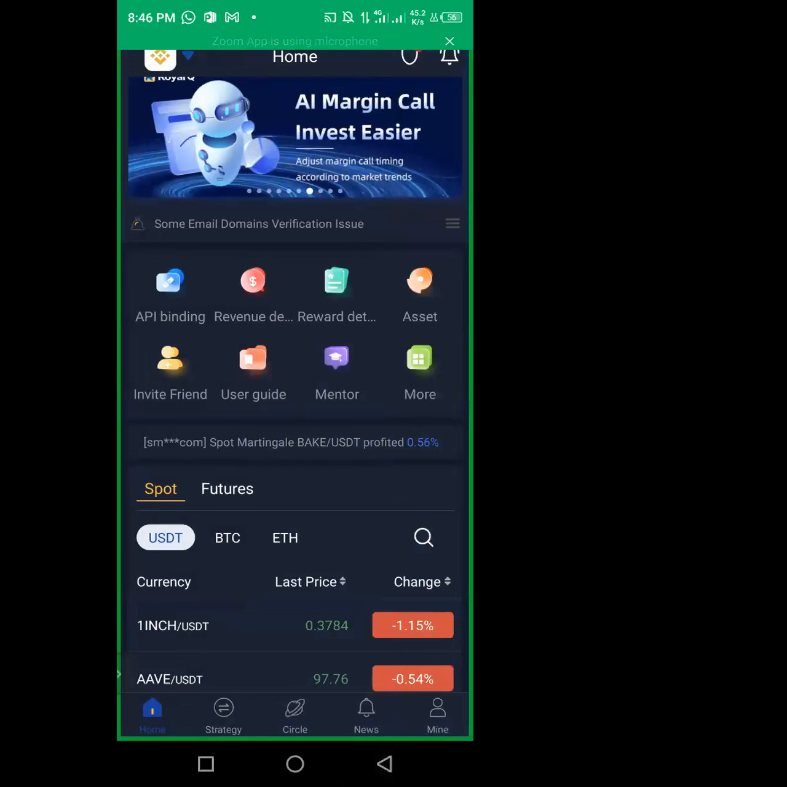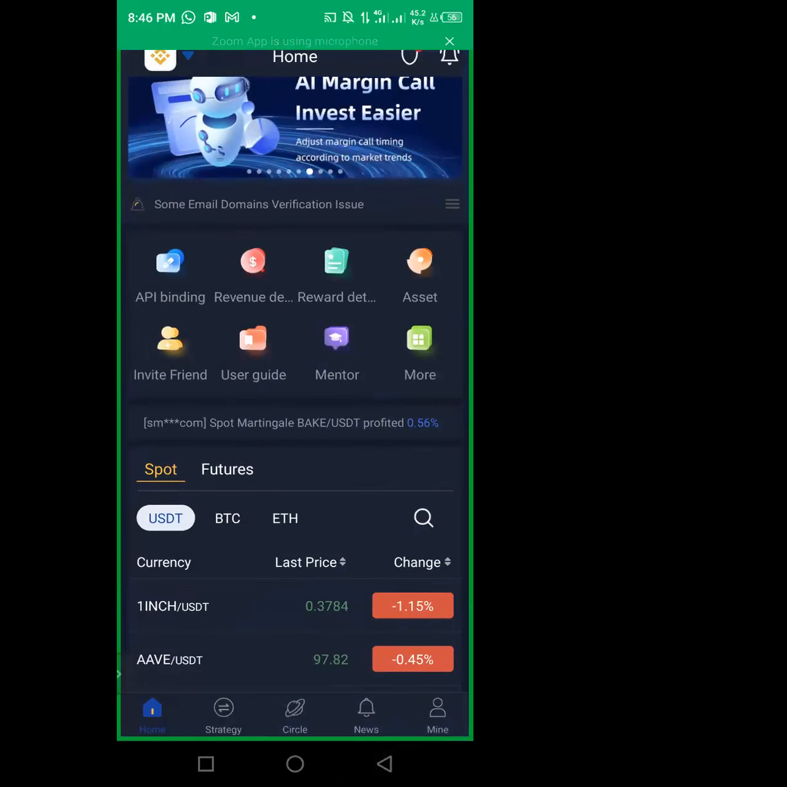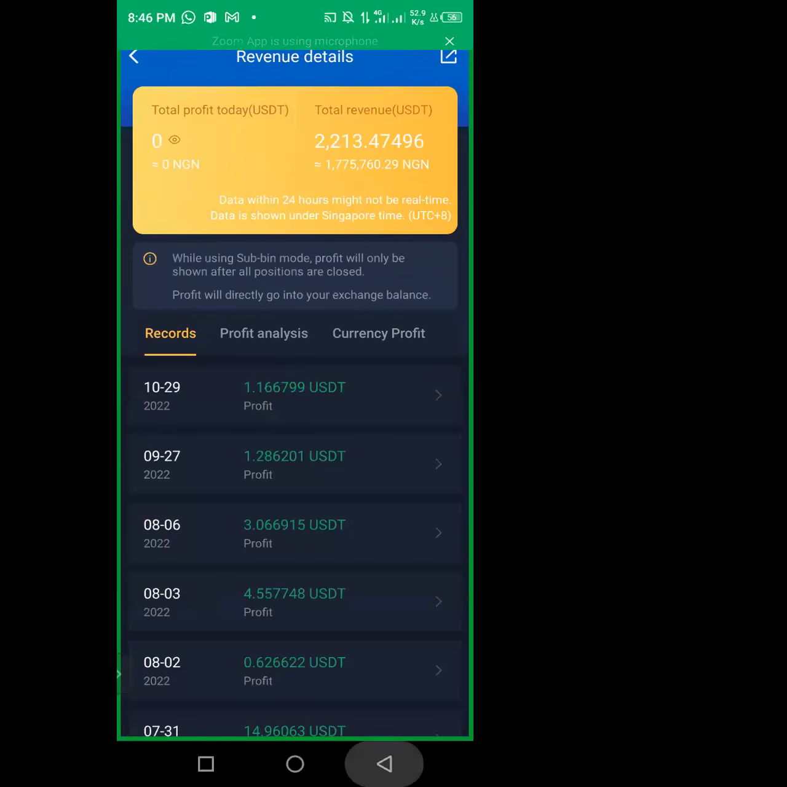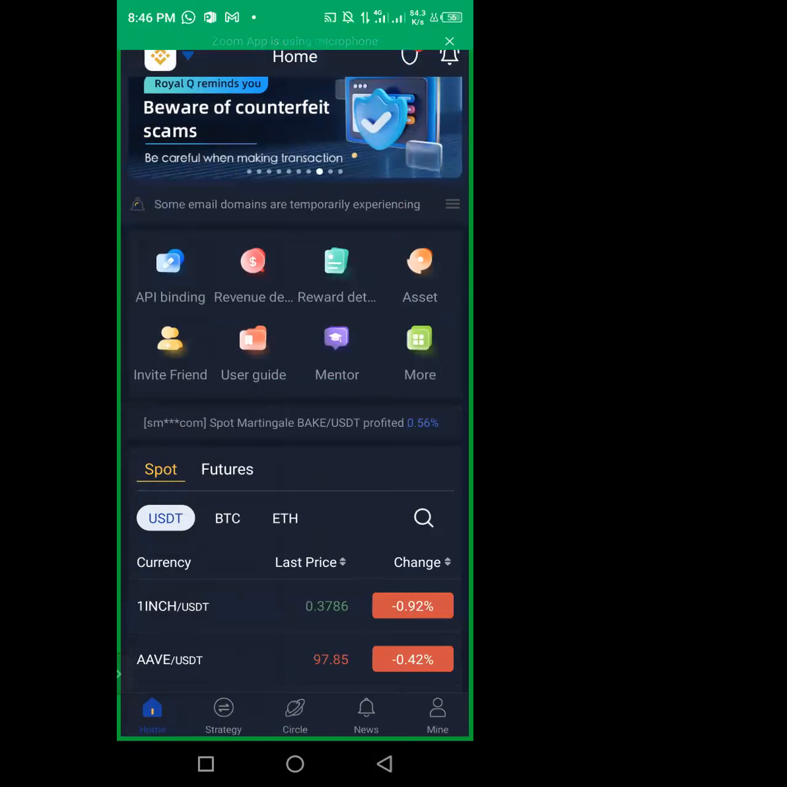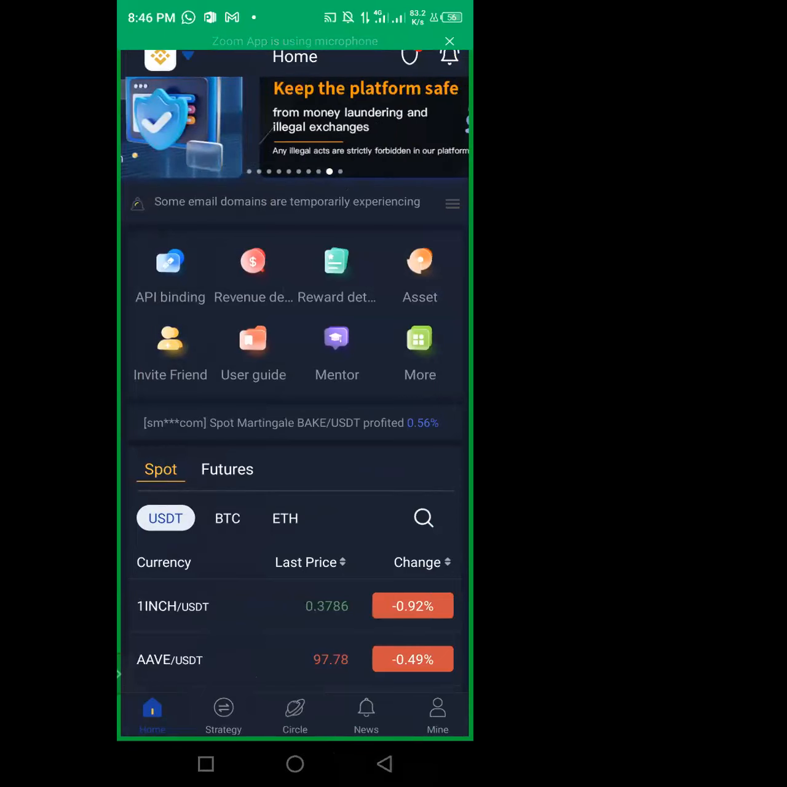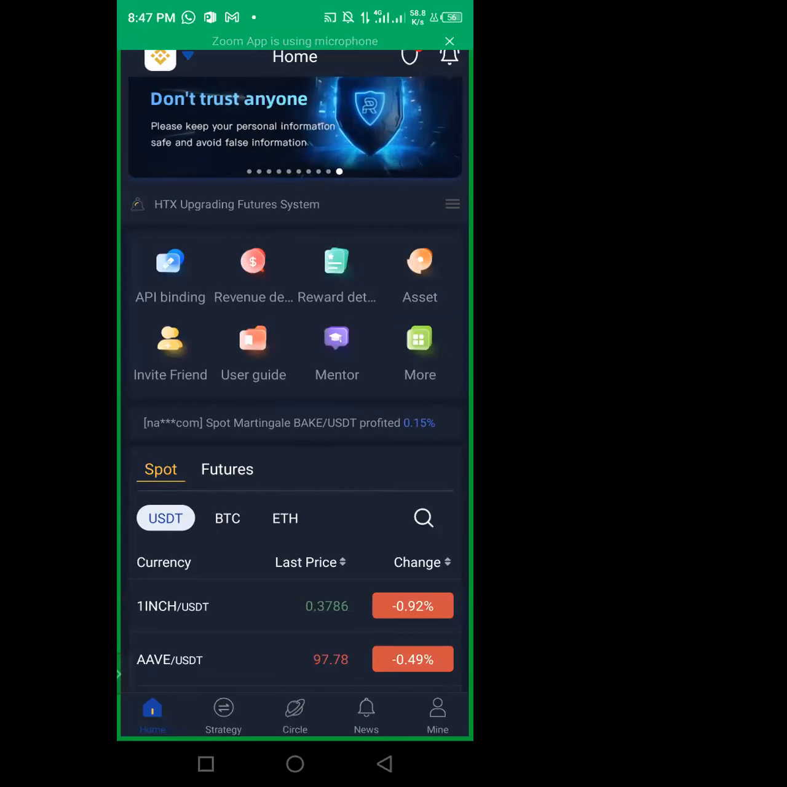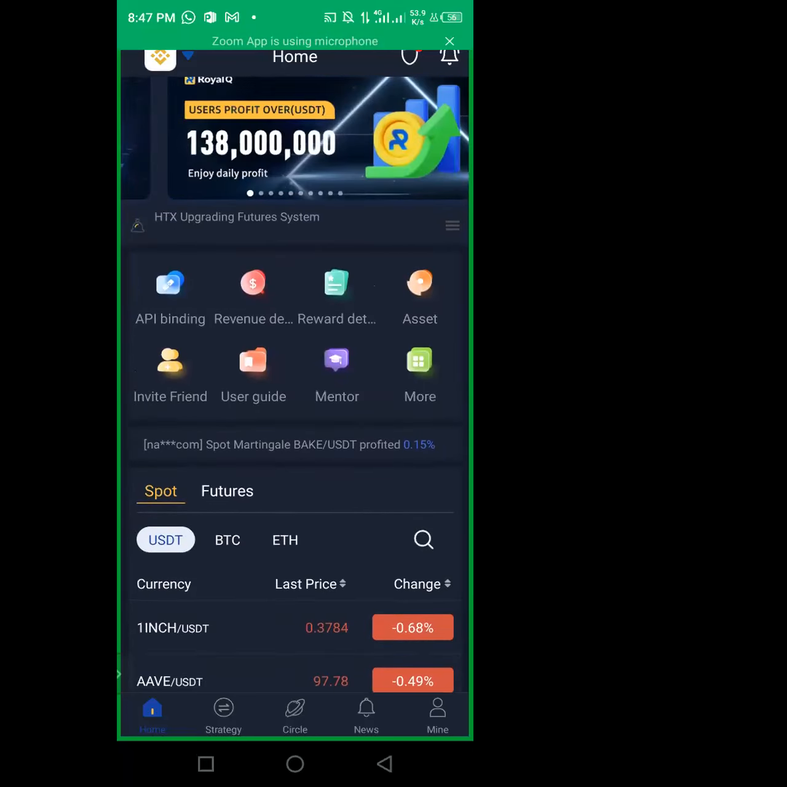So the next one is revenue details. This revenue details, that is where you see all the revenues the robot is making for you. That is the trades. This is where you see the trade profits the robot is making for you on a daily basis. So if you are trading and you need to see the records of the profit the robot is making, you get it in this revenue details.